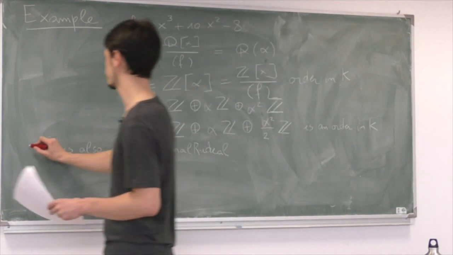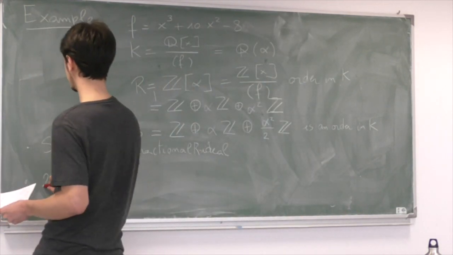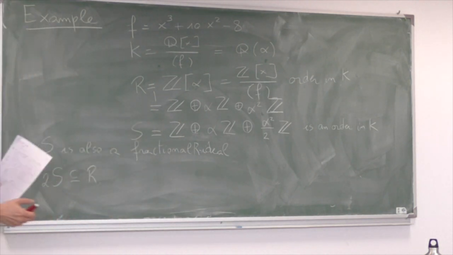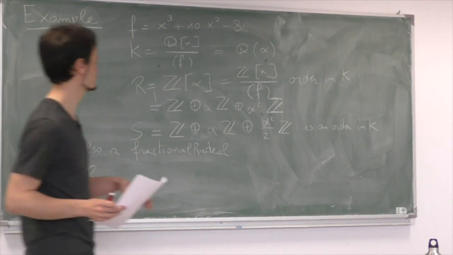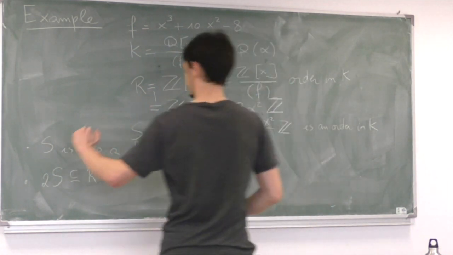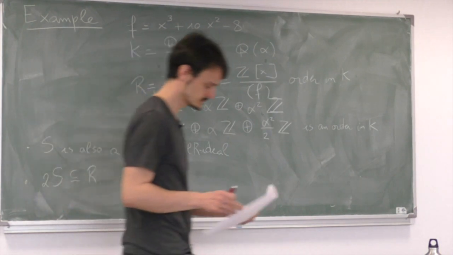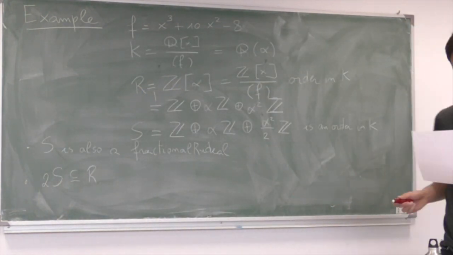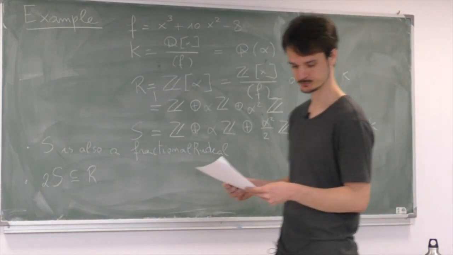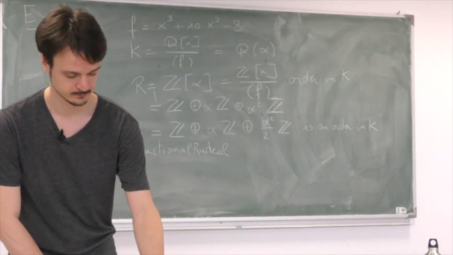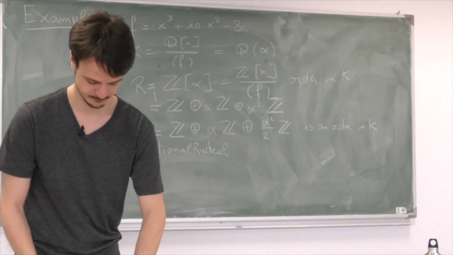And one can compute that 2 times S is a subset of R. So I leave all the verifications of these statements, that S is an order, that S is a fractional R ideal, and that 2 times S is inside R, as an exercise. They're all very easy calculations, but I really invite you to do them to get some practice with them.